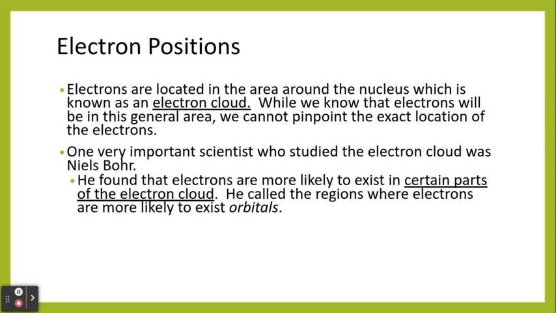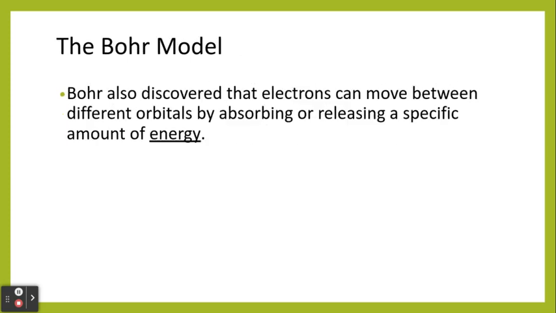So one scientist who helped to develop this way of thinking about electrons is Niels Bohr, and he found that electrons are more likely to exist in certain parts of the electron cloud. The areas where they're more likely to be found, he called orbitals. Bohr also discovered that electrons can move between different orbitals by either absorbing or releasing a specific amount of energy, which is known as a quantum.